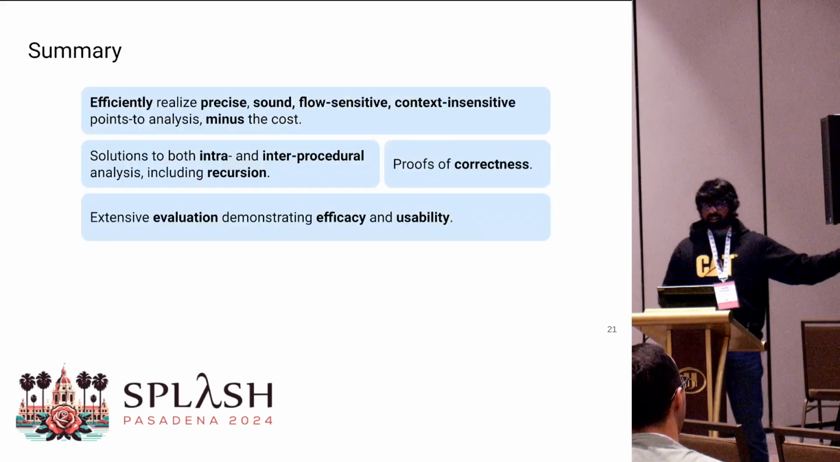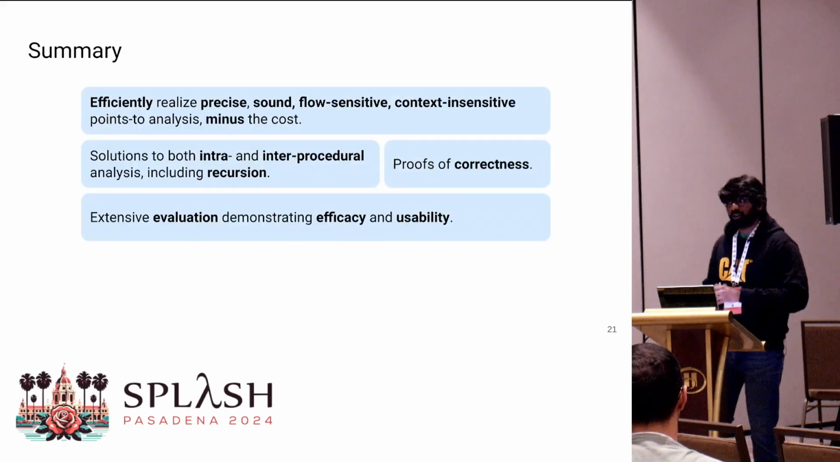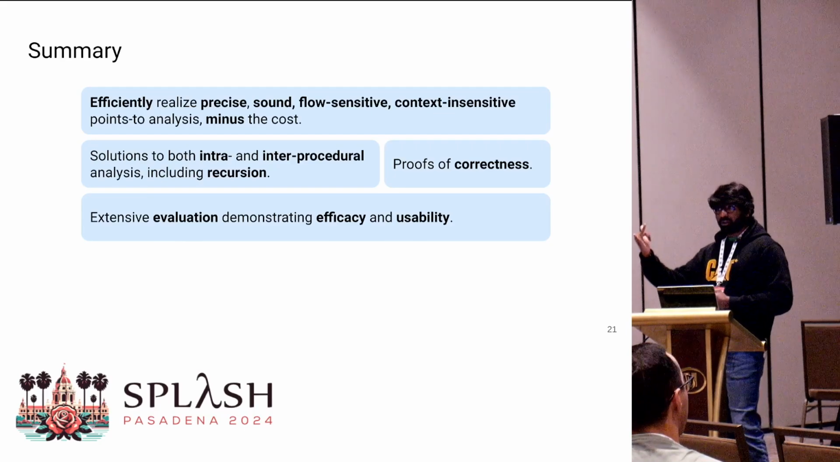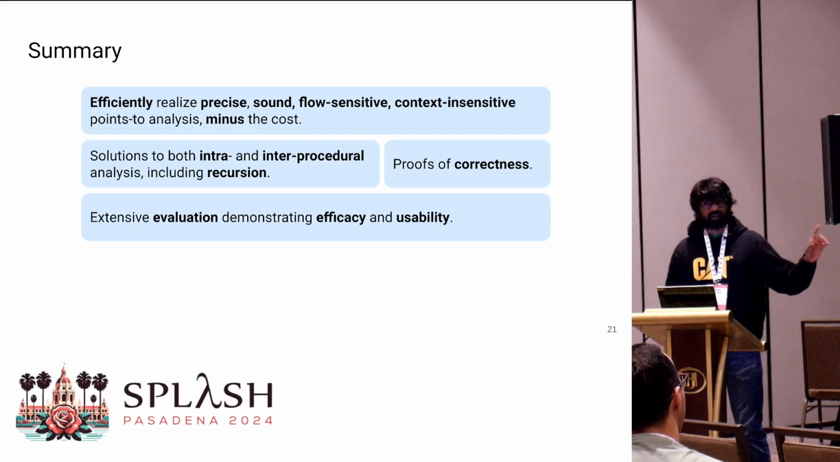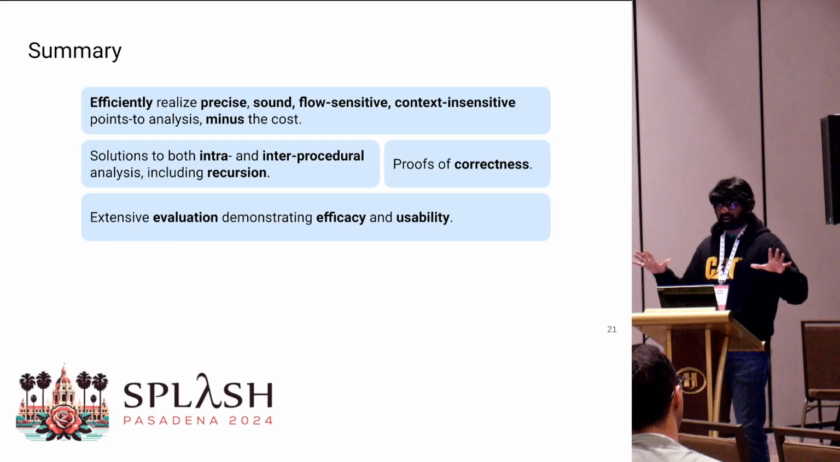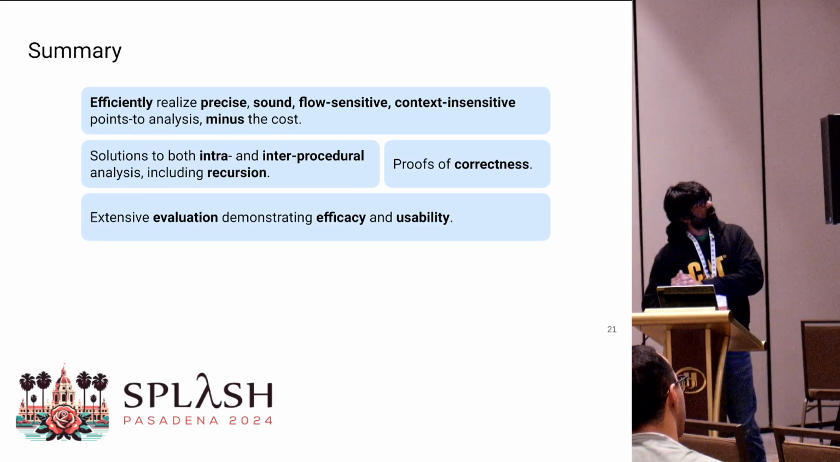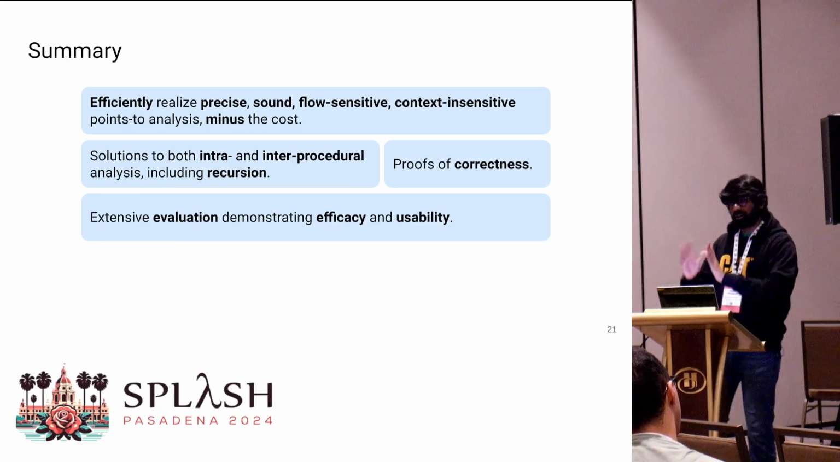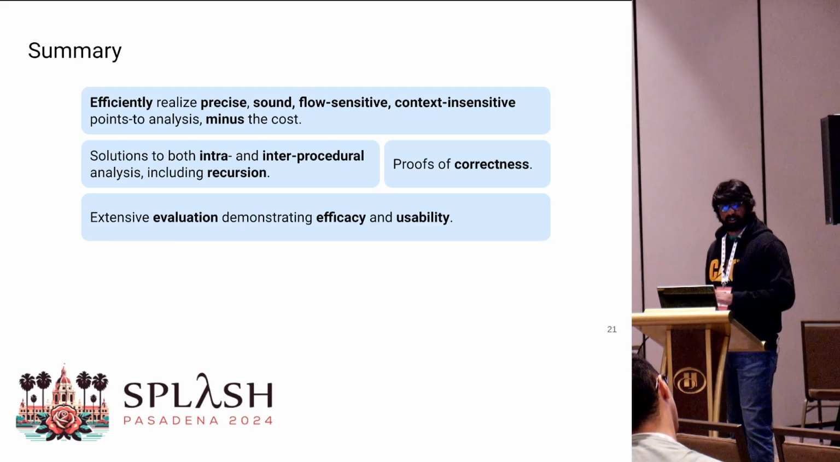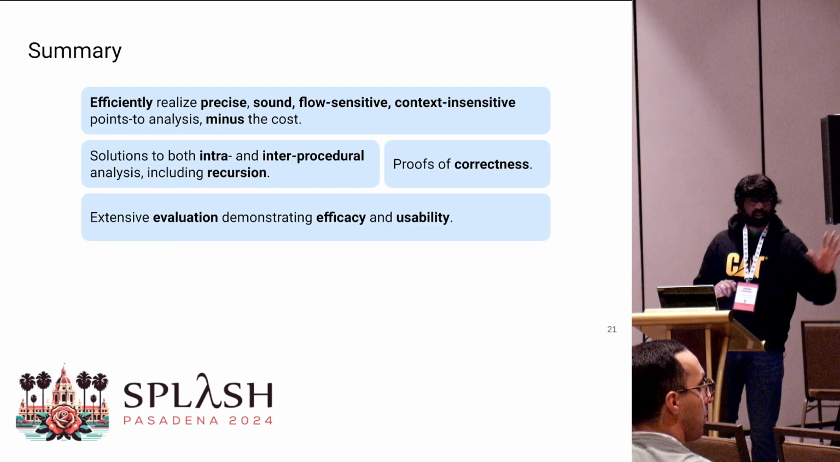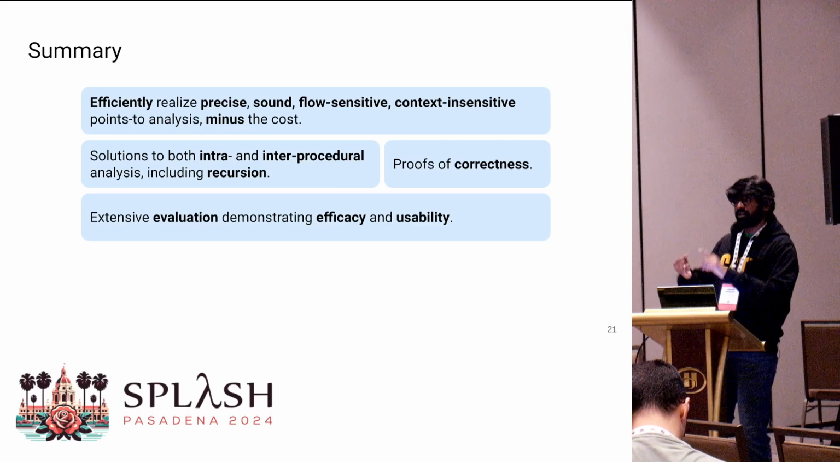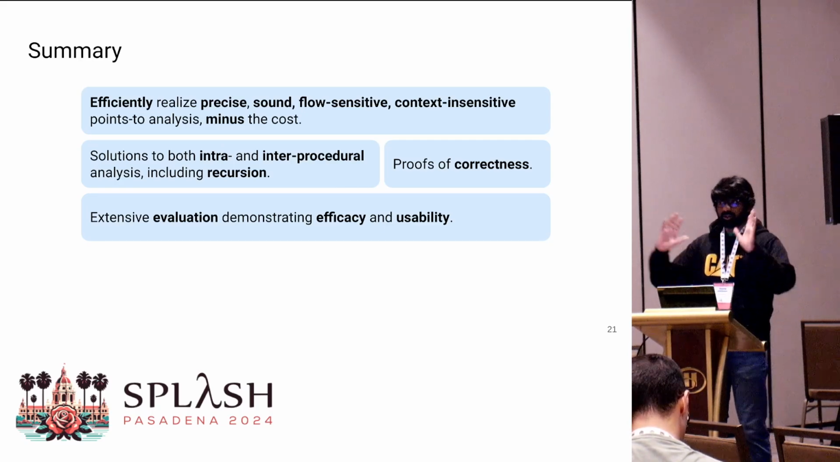So to quickly summarize, what we have achieved is a way to efficiently realize precise, sound, flow-sensitive, context-insensitive PTA results in a performance-centric environment while maintaining the invariant of trust. We offer solutions to both intra and interprocedural analysis, and we also account for recursion, so nothing left out. We offer proofs of correctness and also an extensive evaluation which looks at both the metrics, efficacy, and usability of the technique.